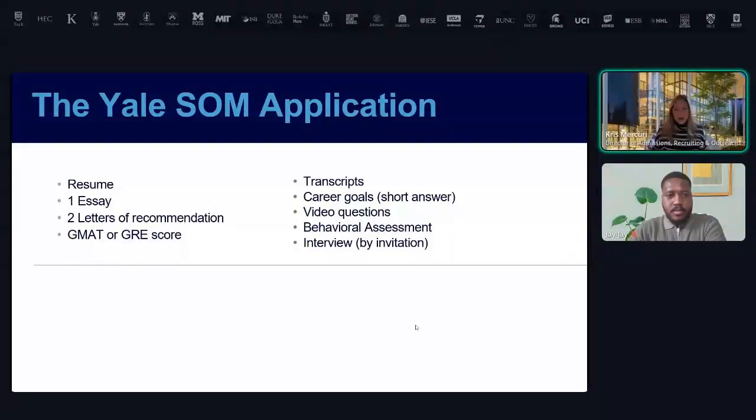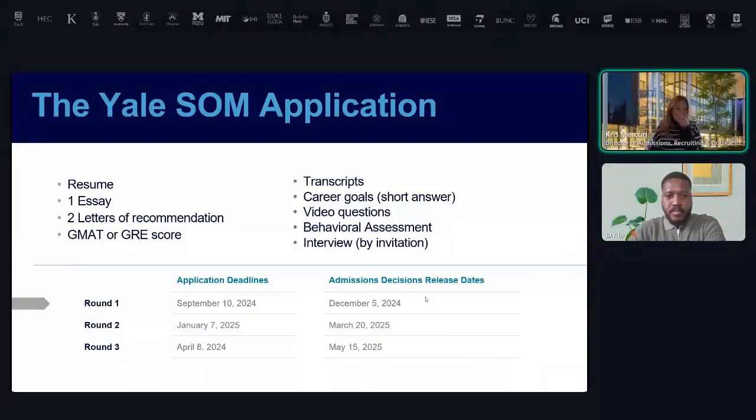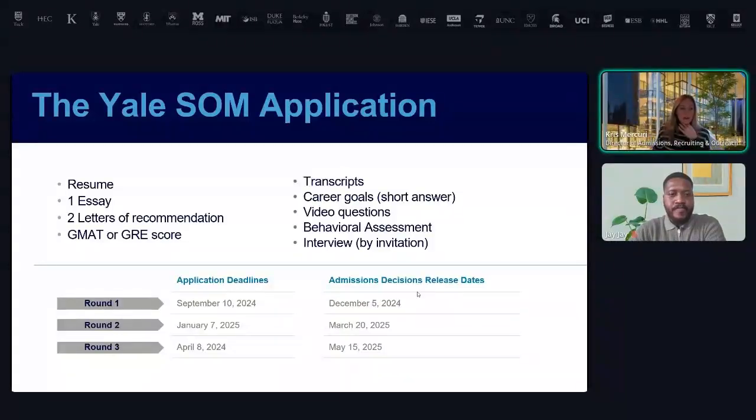Okay, and then this is my last slide, really. Actually, it's my second to last slide, and then we'll take your questions. This is the application. These are the components and the dates. Most of this will look familiar to you from some peer schools. There are a few things that are unique to Yale I just want to call out. On the right-hand column, you'll see video questions and behavioral assessment. Those are unique to Yale.